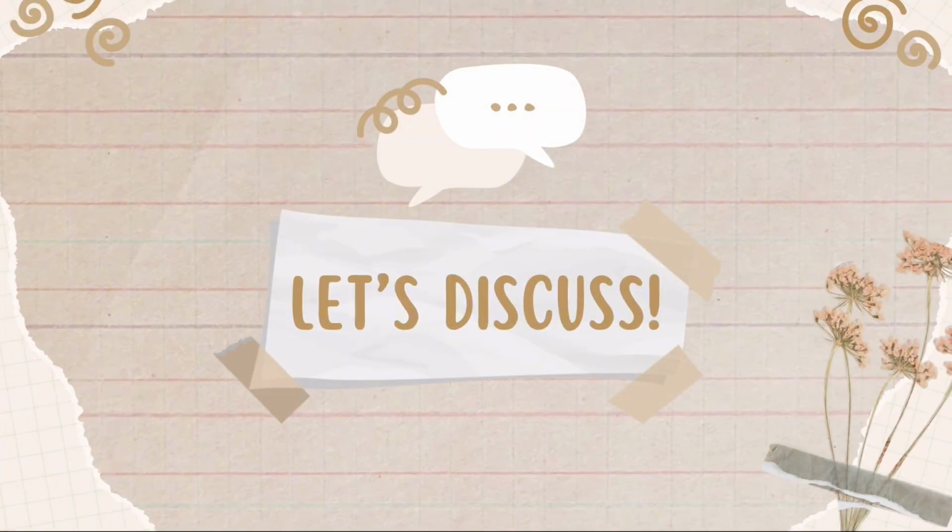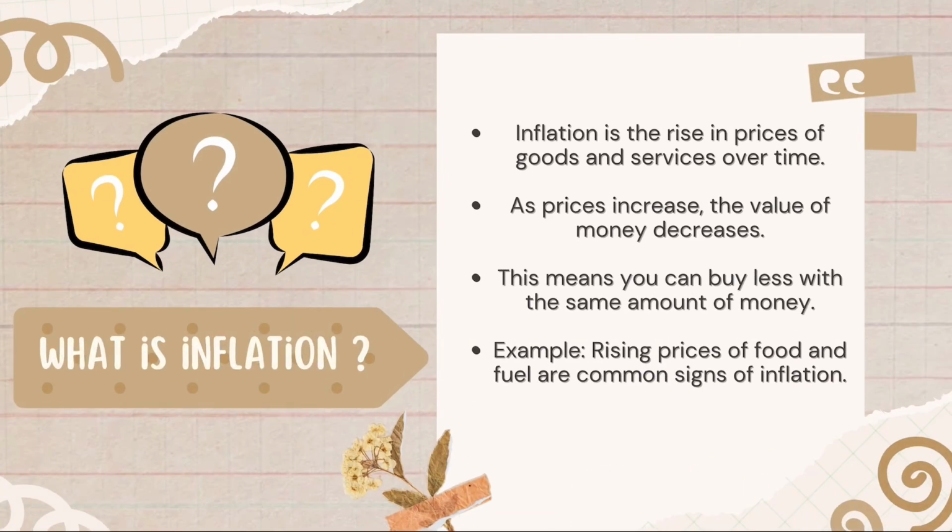So let's discuss what is inflation. Inflation is the general rise in the price of goods and services over time. When inflation happens, the value of money decreases, meaning you can buy less with the same amount of money. For example, you may notice that food, fuel and other related items cost more now than they did a year ago. This rise in price affects everyone, not only individuals, but also businesses by adjusting their costs and governments to create policies to manage its impact.